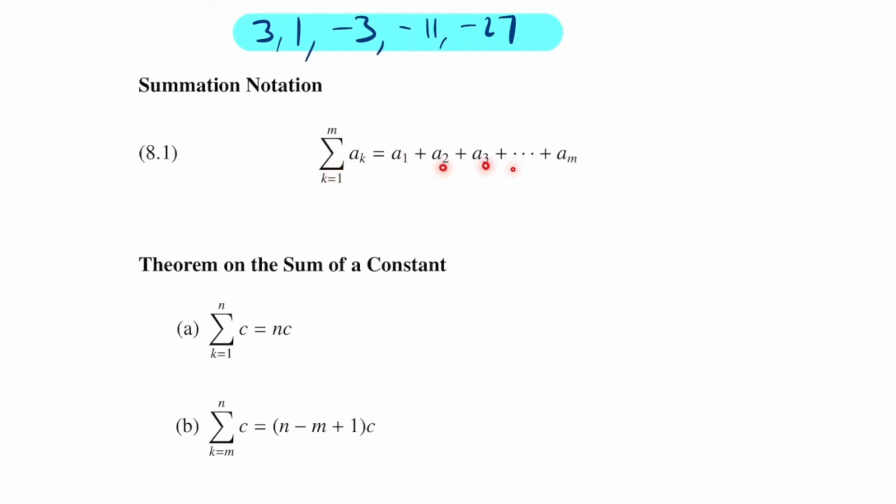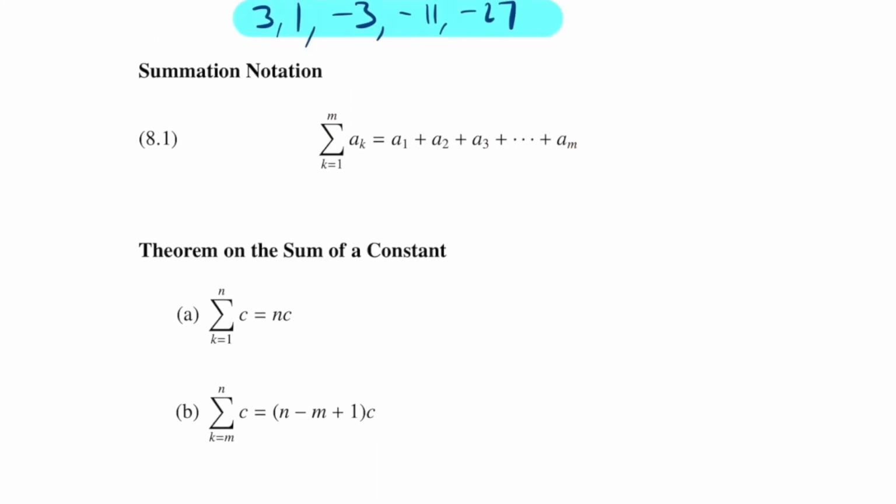Okay, so there's a couple of formulas. If you're just adding a constant and it's starting at 1, then the answer is just n times c. And similarly, if you're adding just a constant, but you're not starting at 1, you're starting at some number m, and you're ending at n, then the formula becomes n minus m plus 1 times a constant. So we'll do an example of both of those.